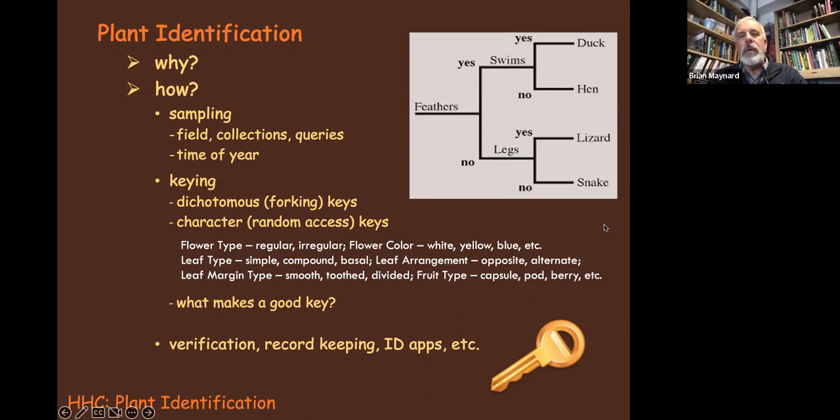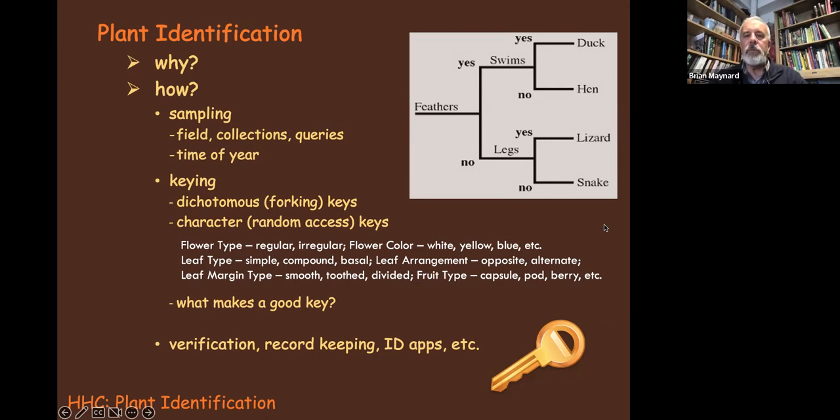And if they do, that narrows it down to ducks and hens. And then we ask the question of whether they swim or not. And if they swim, it's a duck. And if they don't, it's a hen. And if they don't have feathers, then the next question that we ask is whether they have legs or not. And if they have legs, they're a lizard. And if they don't, they're a snake. So this is a very simple example.